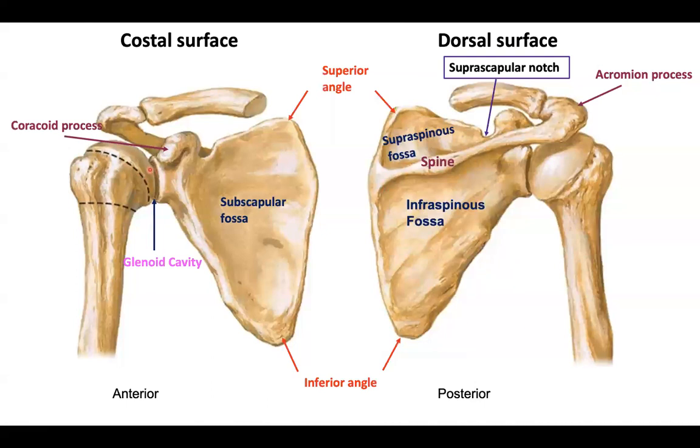So most of the things are 3. So it's a rule of 3. 3 borders, 3 angles, 3 depressions, 3 processes.